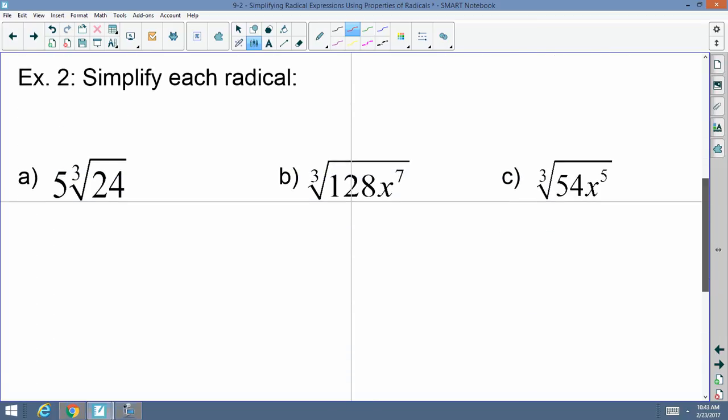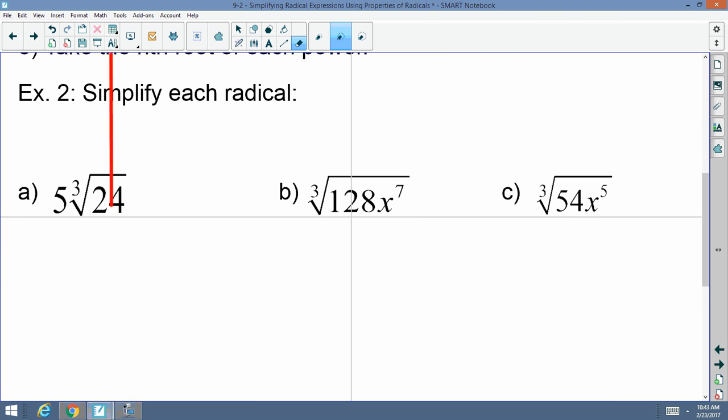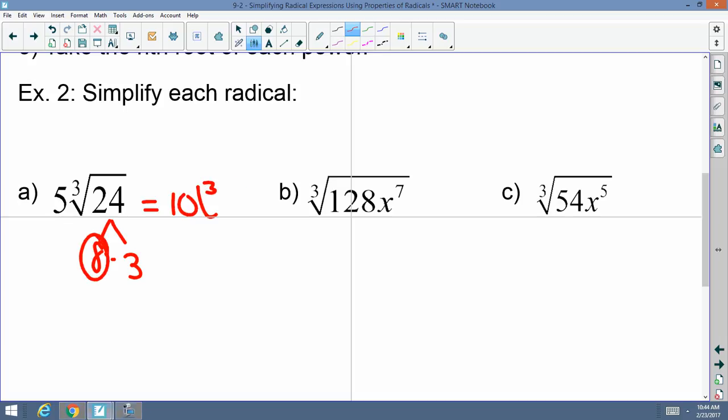So, when I see 5 cube root of 24, guys, I start thinking of perfect cubes. Now, I know that a lot of us don't know what perfect cubes are. We haven't memorized them. So for those people who have not memorized perfect cubes, first of all, I suggest you learn them. Secondly, you can break it down. I see this as 8 times 3. What's the cube root of 8? 2. So this is 10 times the cube root of 3. Knowing your perfect cubes is that beautiful.